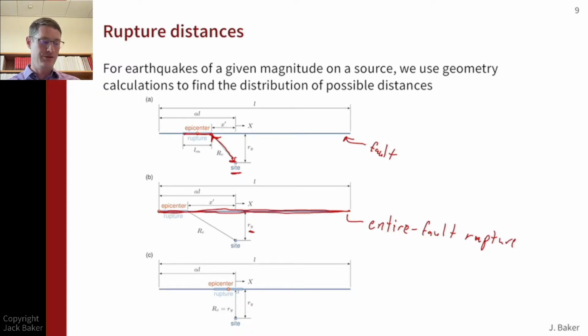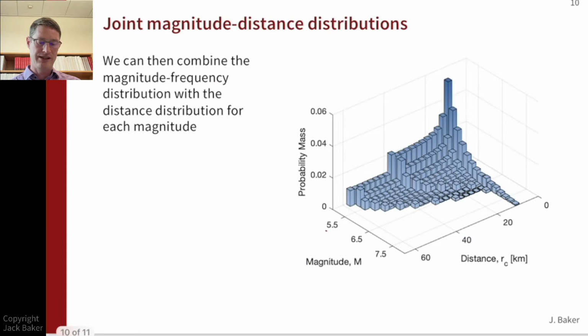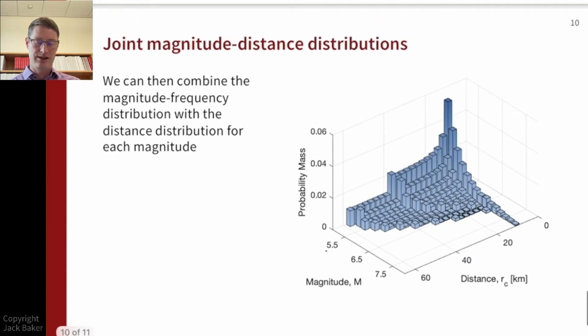Gutenberg-Richter magnitude frequency distribution, and we take this geometry for rupture distances, we can get a joint distribution for magnitudes and distances. So just to think through what this would look like, here's an example figure. We've got magnitude on the left axis, distance over on the right axis, and then the height of these bars indicates the probability of that combination of magnitude and distance given that we had a rupture in the fault.